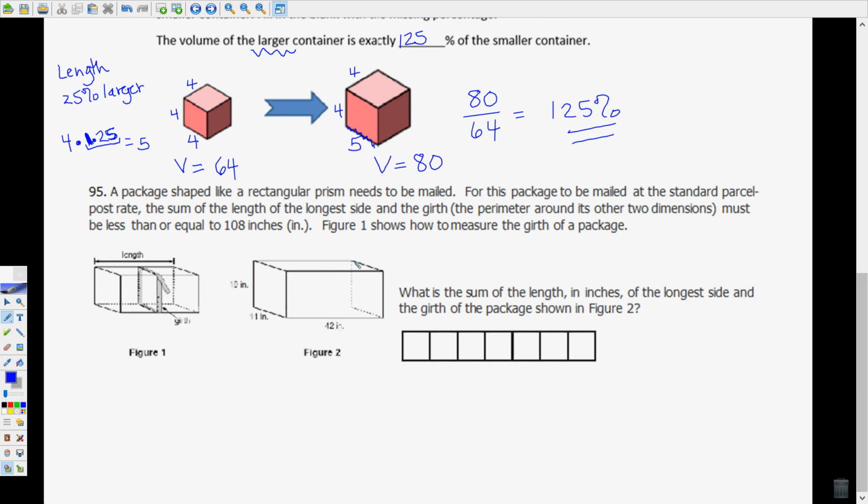Last problem of the packet. I need to hear some cheers over YouTube, y'all.